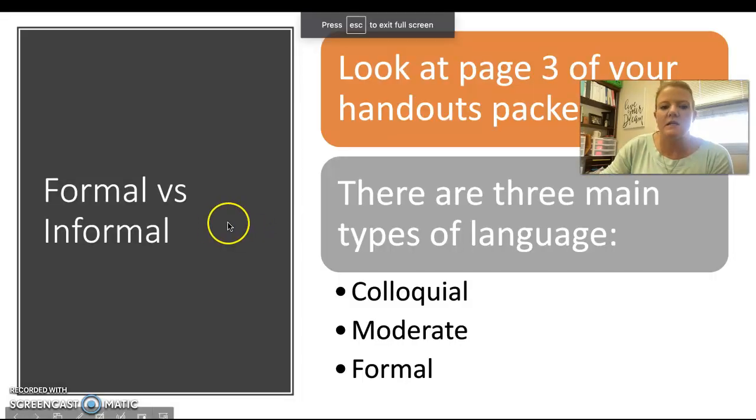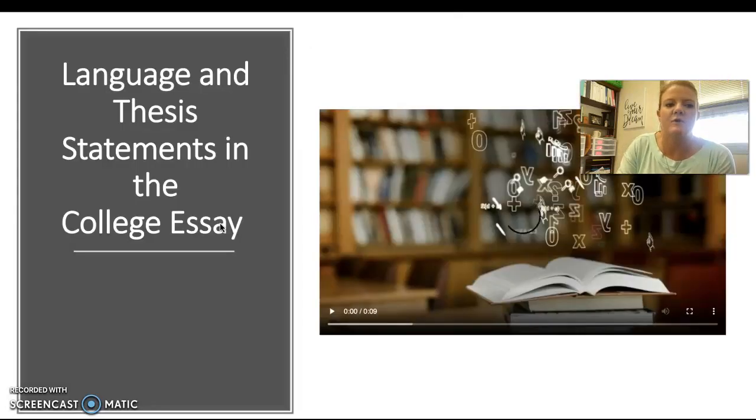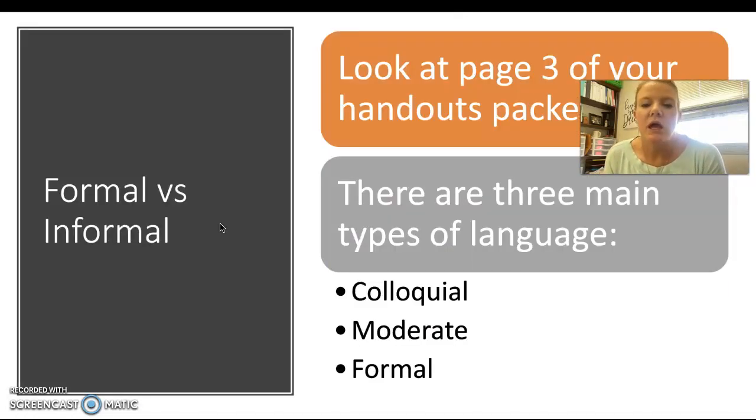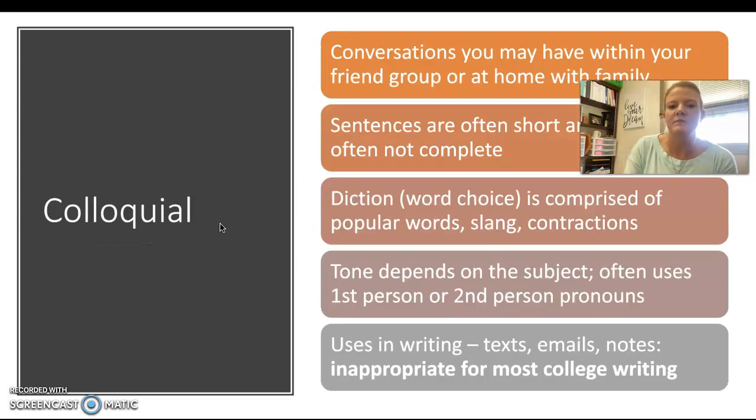So the first thing that we're going to talk about is formal and informal language. If you will look at page 3 of your handouts packet, if you did not print it, you can open it up in another tab, I want to go over 3 different types of language that we use in everyday life. Those 3 types of language are colloquial, moderate, and formal.